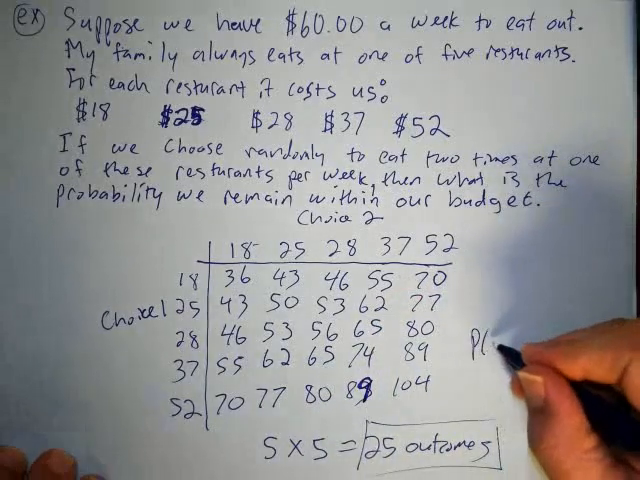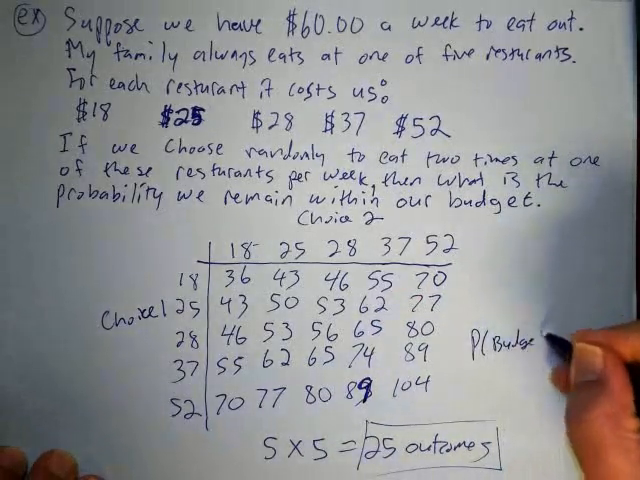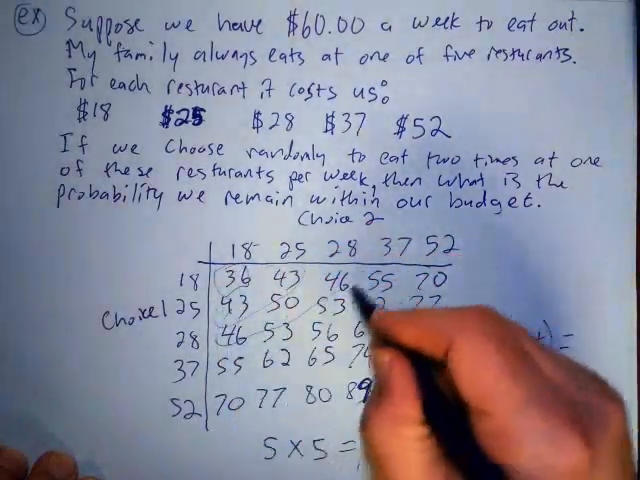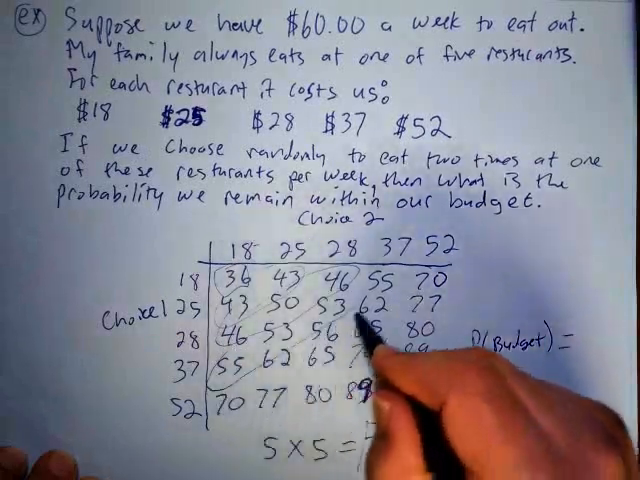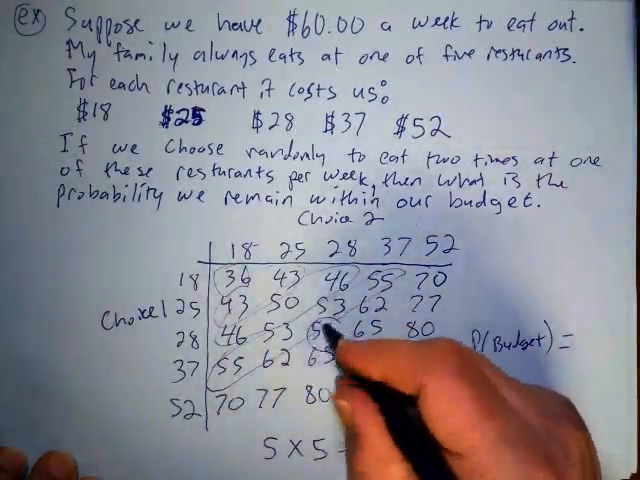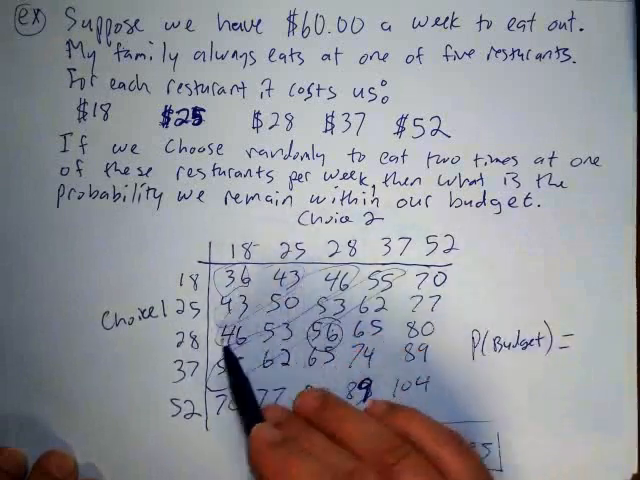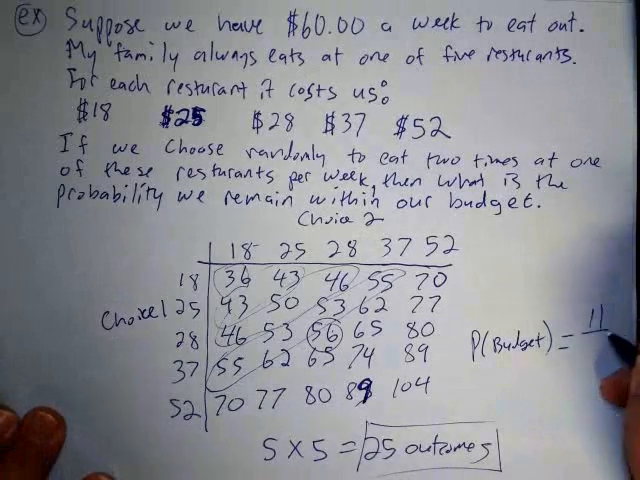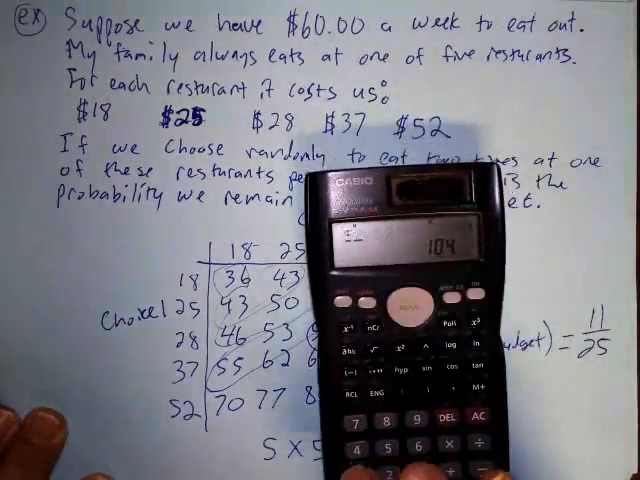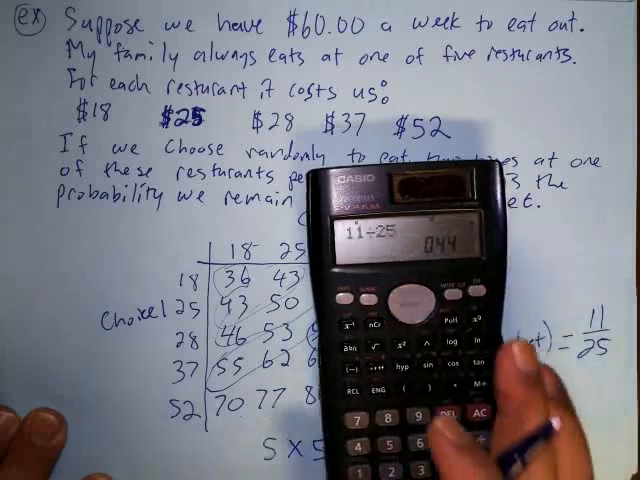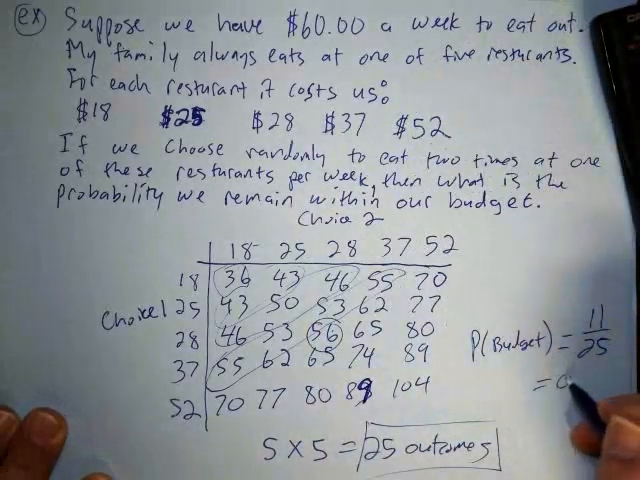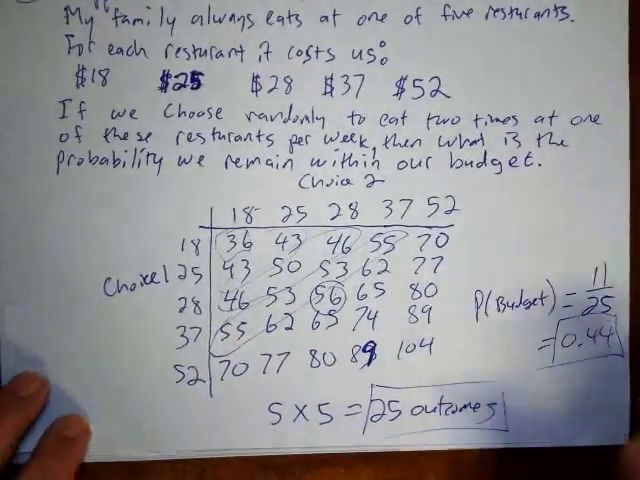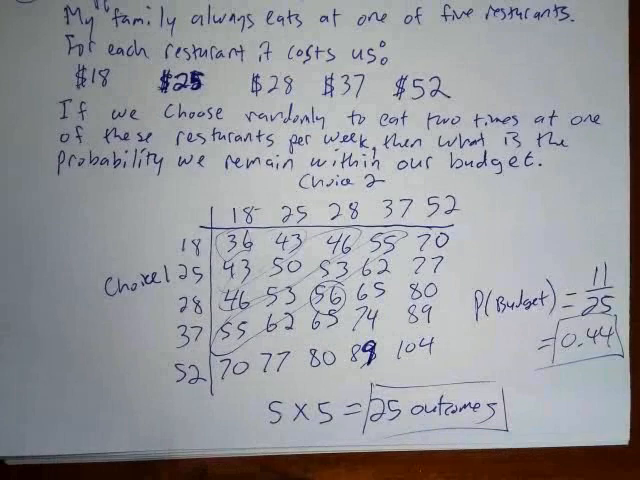So the probability that it's within budget, and let me see if I can circle these. So 1, 2, 3, 4, 5, 6, 7, 8, 9, 10, 11. It would be 11 out of 25. So 11 divided by 25 is 0.44. So there's a less than 50% chance that we are going to remain in our budget.